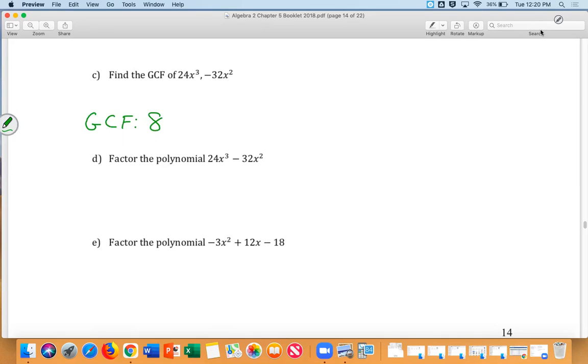3, and I have x cubed and x squared. So I have 3 x's in the first part and 2 x's in the second part. How many x's could I pull out? 5? I can't pull out 5 because I only have 3 and 2. 2.